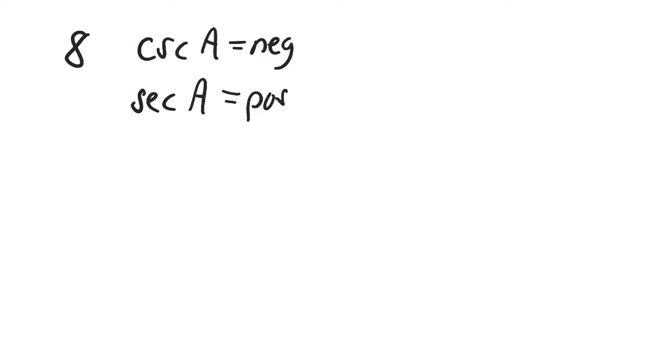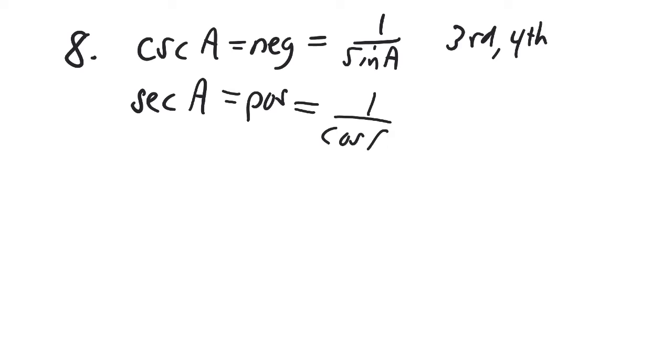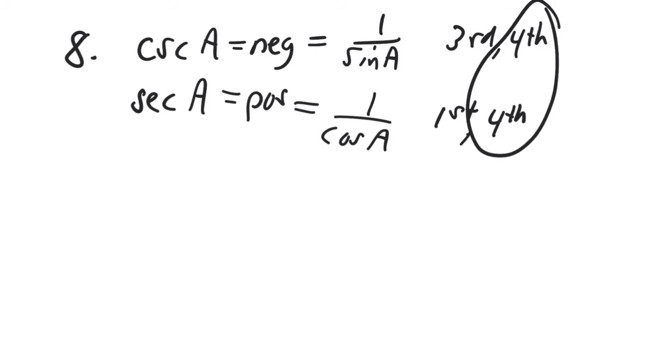In number 8, they ask you in what quadrant the cosecant is negative and the secant is positive. Well, cosecant is 1 over sine, and therefore sine would have to be negative. That'd be the third or the fourth. The secant is 1 over cosine, and for that to be positive, cosine would have to be positive, which is in the first or the fourth. And so we now realize for both of those things to happen, you have to be in the fourth quadrant.